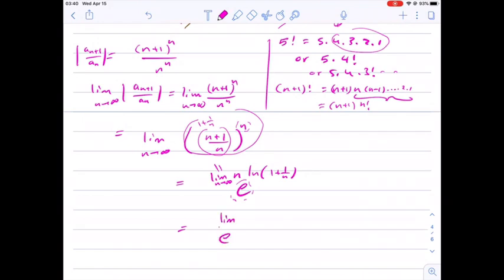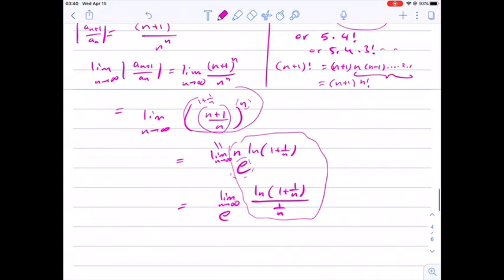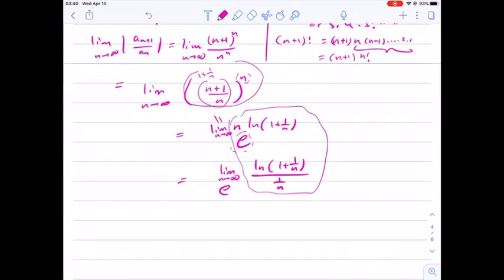Now we want to write it as one of the L'Hopital's forms. So we can write it as natural log of 1 plus 1 over n, over 1 over n. Those are equivalent forms. Now if we substitute infinity, we get 0 over 0. Now this is one of L'Hopital's forms, because the L'Hopital's forms are 0 over 0 or infinity over infinity. So this is one of these forms. That means we can apply L'Hopital's rule.